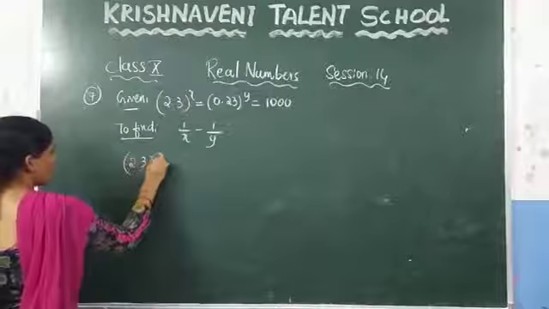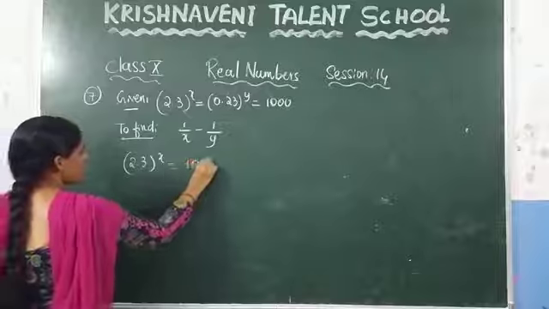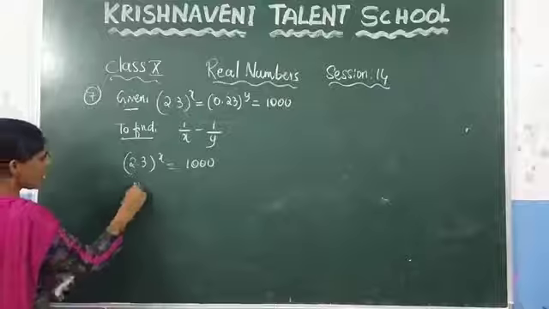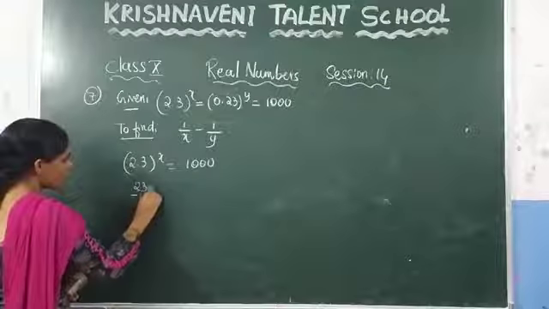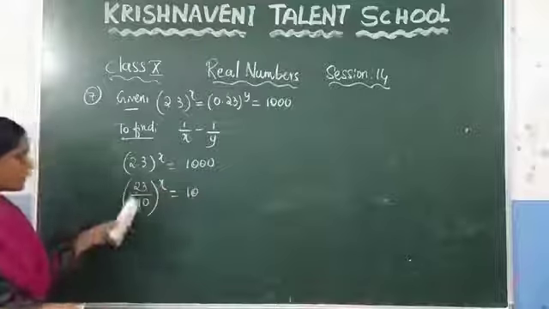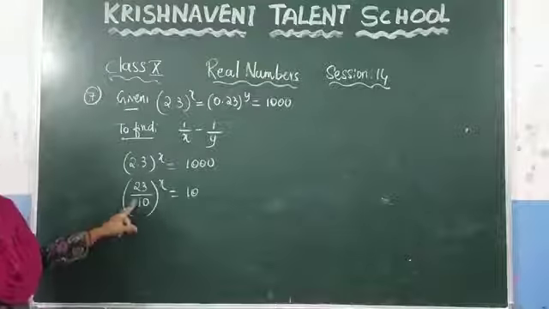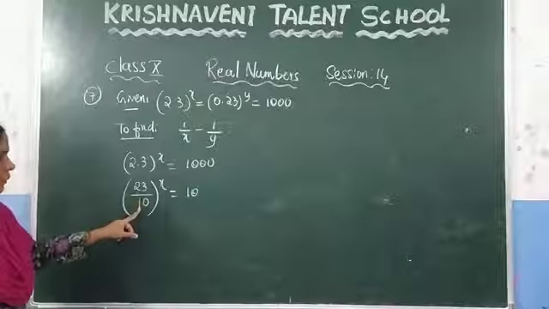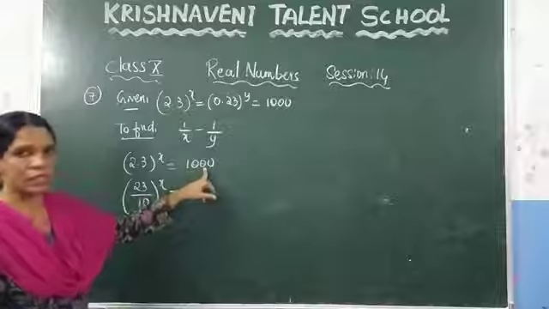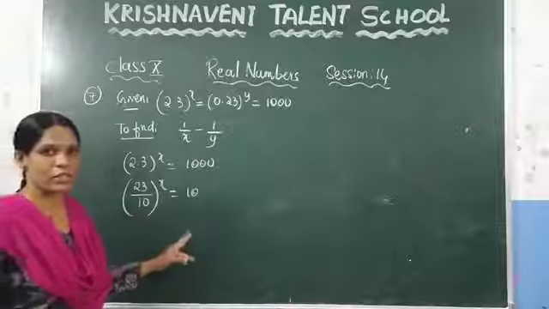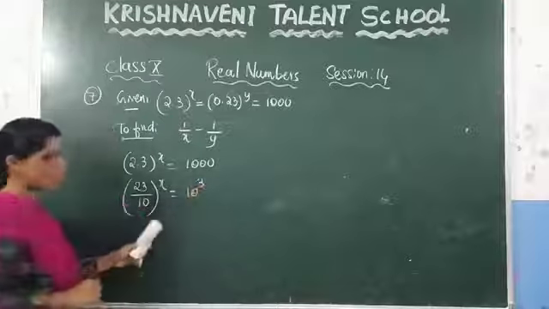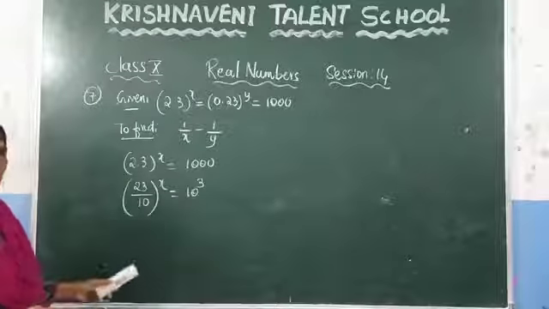2.3 whole power x is equal to 1000. So here, you can write 2.3 as 23 by 10 because after the decimal point one number is there, so we can write 10 in the denominator. So 23 by 10 whole power x. And the 1000 you can write as 10 cube, because 10 into 10 is 100, 100 into 10 is 1000. Now here apply log on both sides.